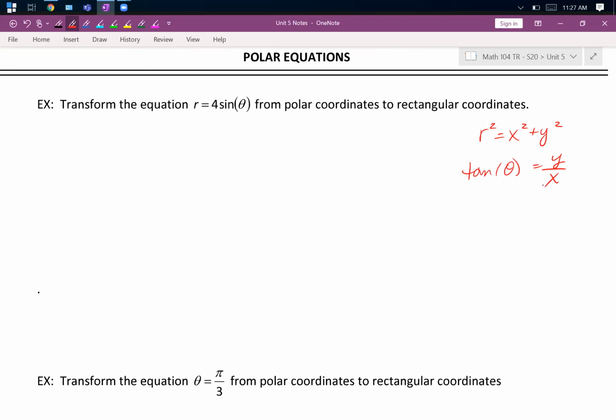Well, I'm not seeing anything too promising, so I think I'm going to write the rest of them down to see if that helps inspire me. All right, well, I have r and I have sine. In order for me to substitute here, I have to have an r sine, and I have just sine. How could I get an r sine?